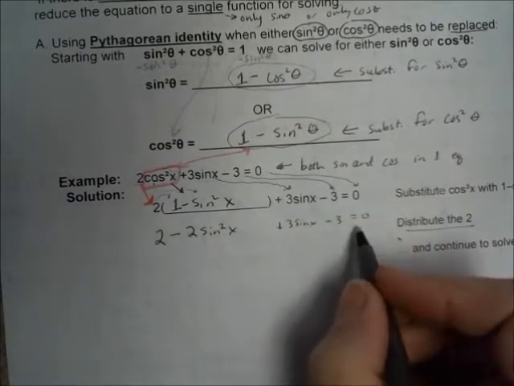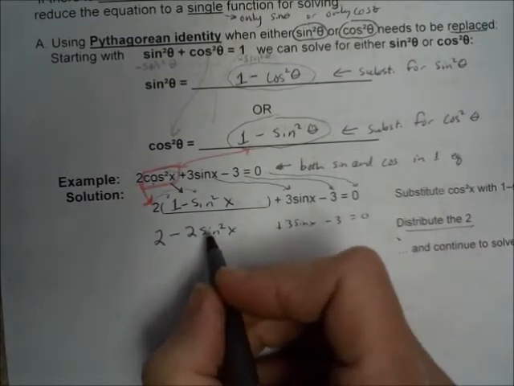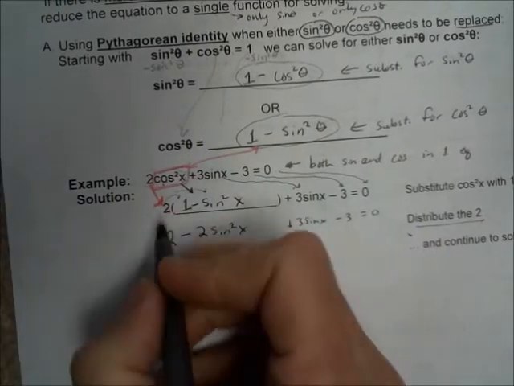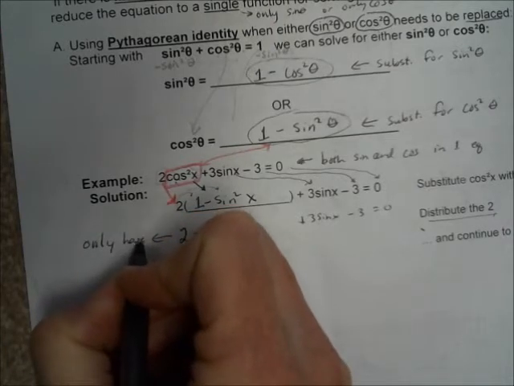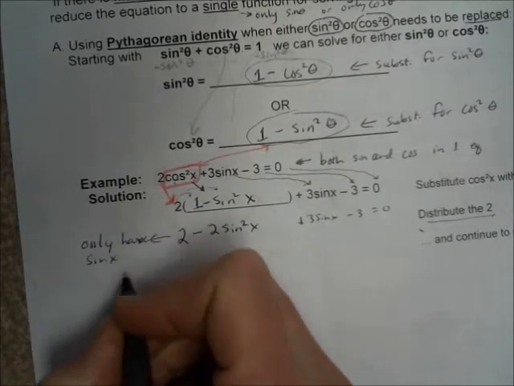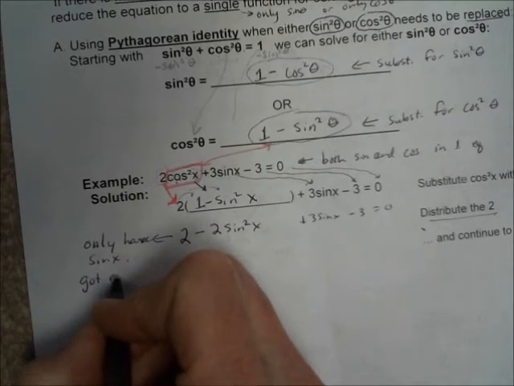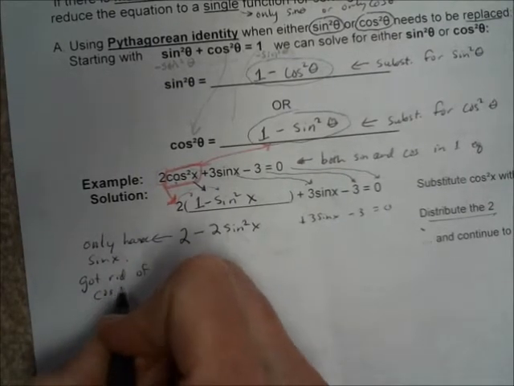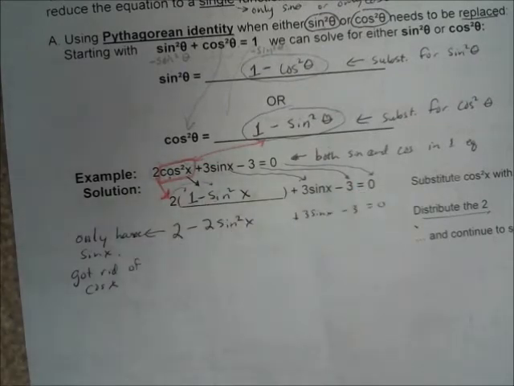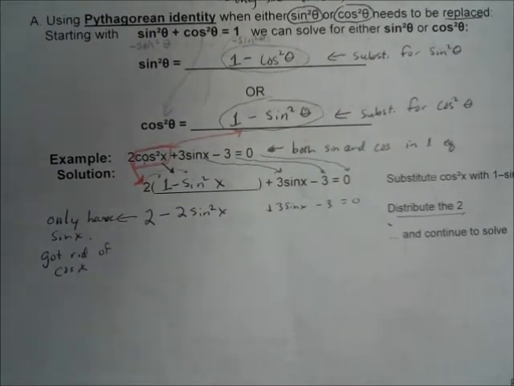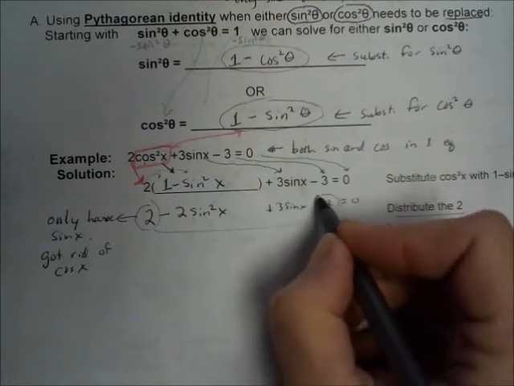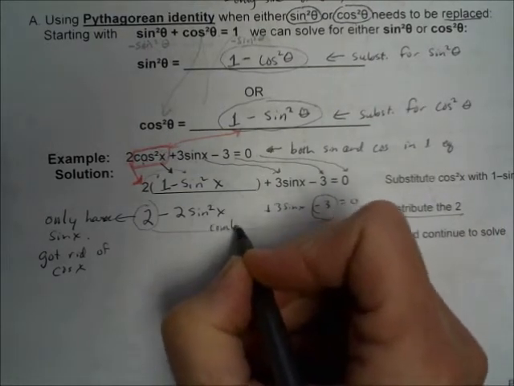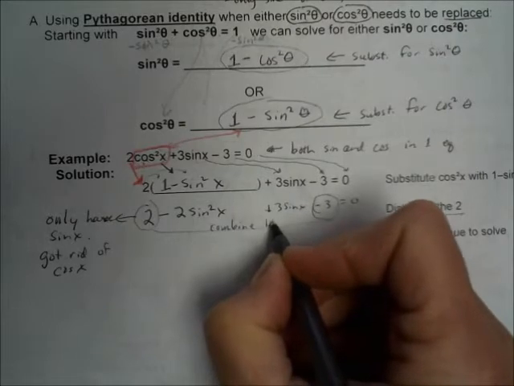And now we have an equation that's similar to the other ones that we've solved, because everything now is in terms of sine. We only have sine of x because we got rid of the cosine of x by this substitution here. So if you wanted to clean things up a little bit, we have a 2 and a minus 3. We can combine like terms because it's on the same side of the equal sign.